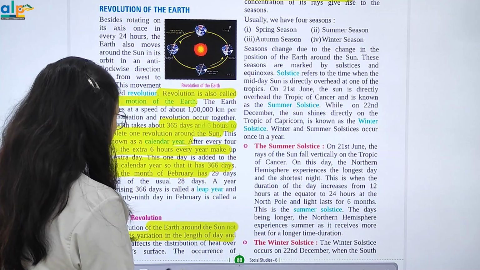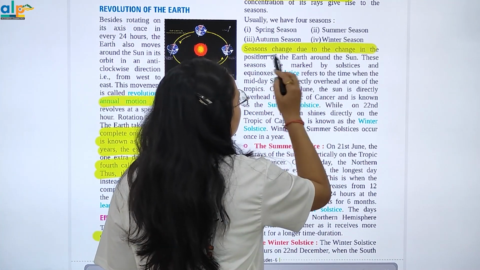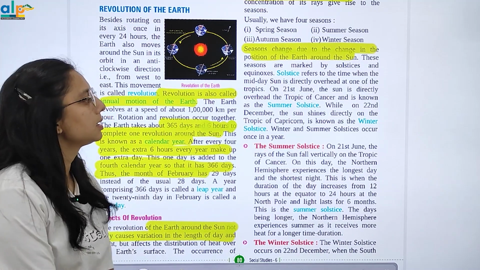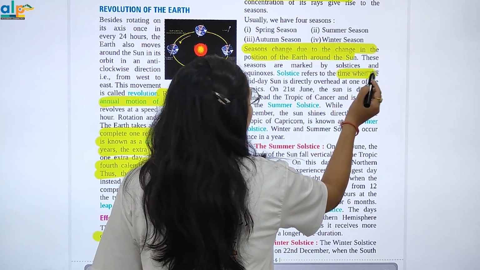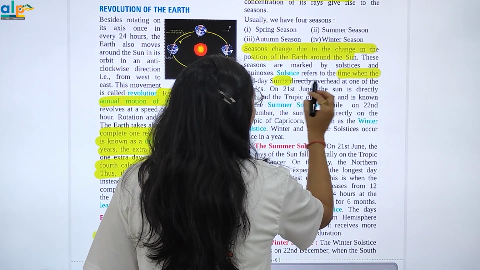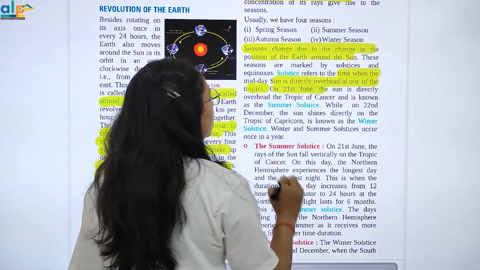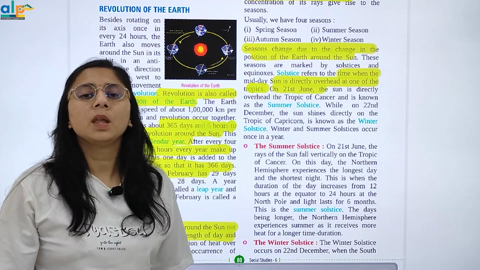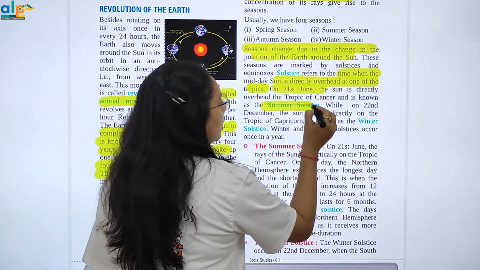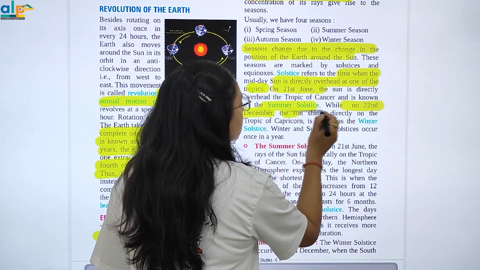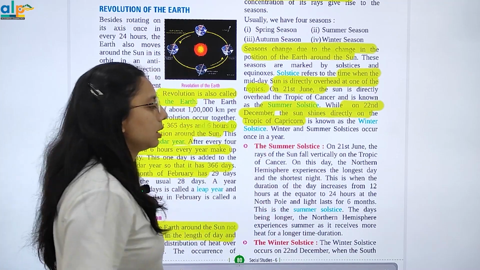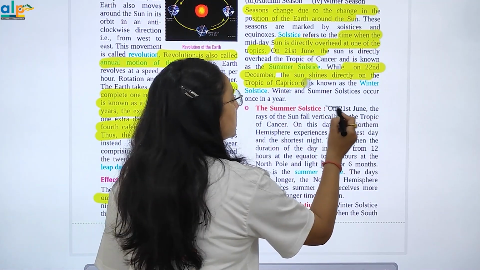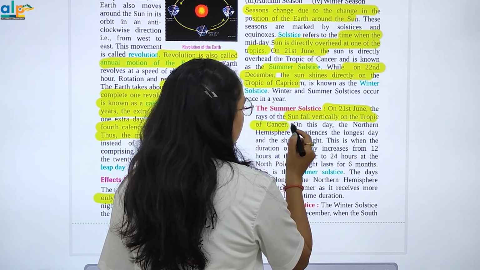Seasons change due to the change in the position of the earth. Seasons are marked by solstices and equinoxes, which refer to the time when the midday sun is directly overhead at one of the tropics. On 21st June, when the sun is directly overhead at the Tropic of Cancer, we call this the summer solstice. And on 22nd December, when the sun is directly overhead at the Tropic of Capricorn, we call this the winter solstice. When does the summer solstice occur? On 21st June, when the sun's rays fall directly on the Tropic of Cancer.